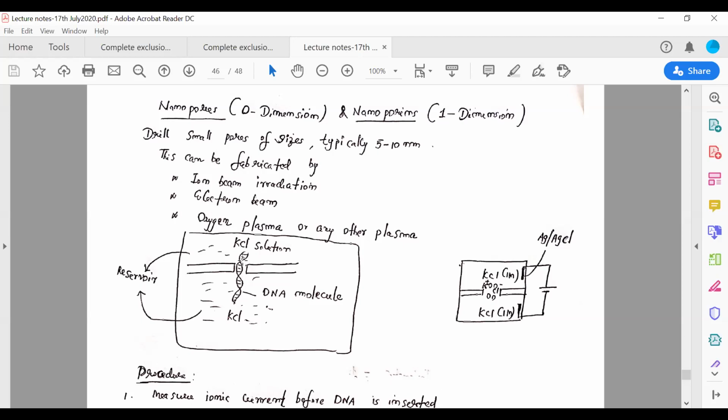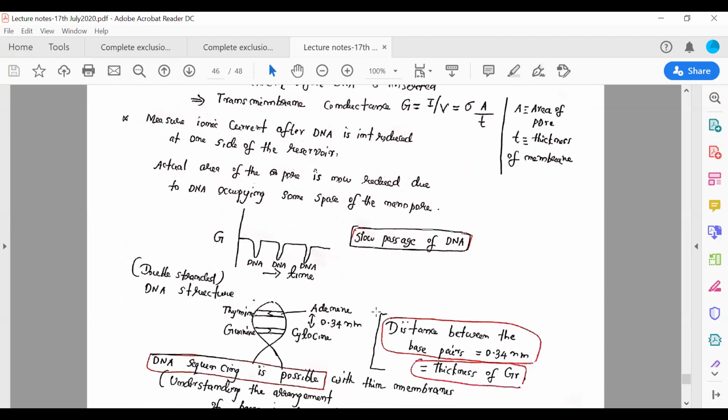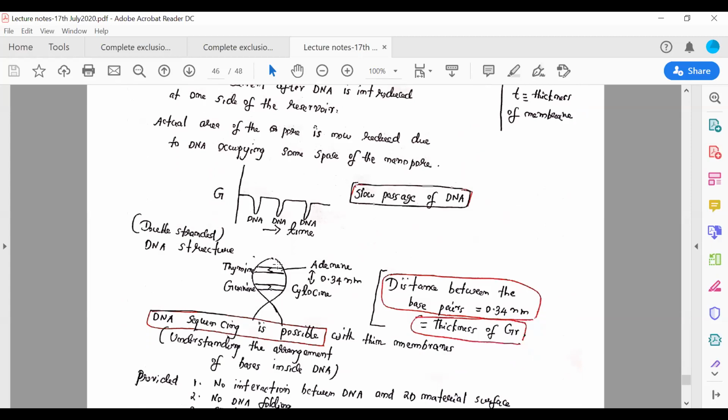You have the 4 bases, isn't it? Adenine, guanine, thymine, and cytosine. So they form base pairs. They are called the base pairs. So you have 2 base pairs.